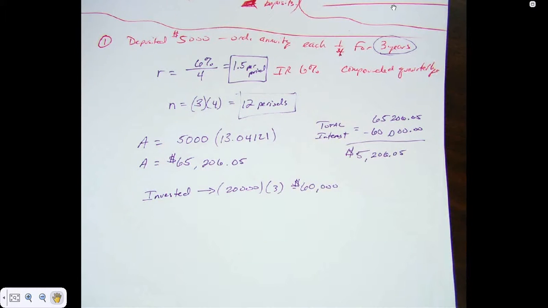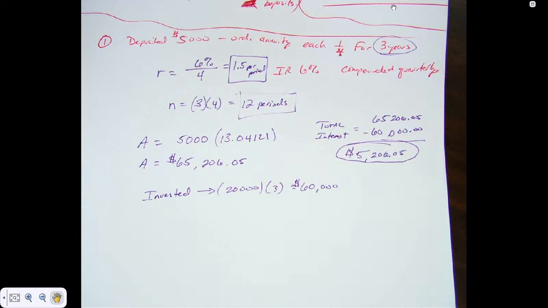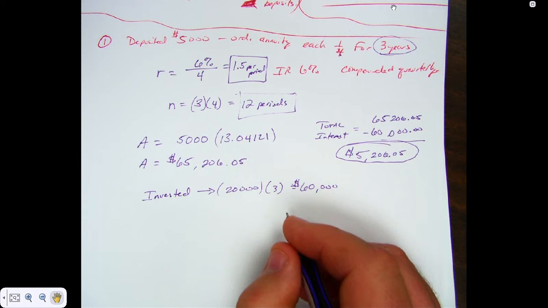So he's made $5,206.05. You know, that may not seem like a lot, but that's probably a very, very safe annuity he's in right there. Are there riskier investments? Why, sure. But he made $5,206 over 3 years for doing nothing but letting his money sit there. And as time goes along, that becomes a bunch of money. And if you're curious, if he did it for 50 periods, which is how many years? 12 and a half years.